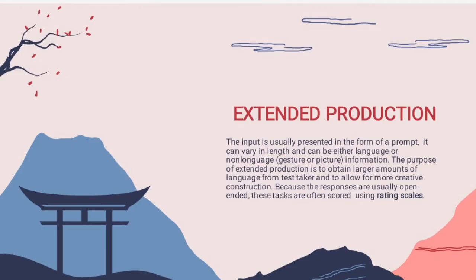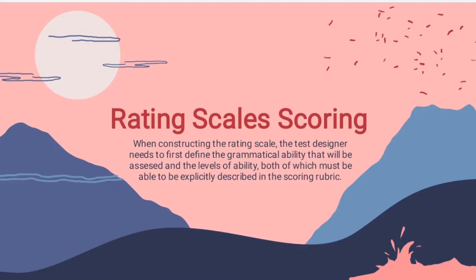Next is extended production. The input is usually presented in the form of a prompt. It can vary in length and can be either language or non-language, whether gesture or picture information. The purpose of extended production is to obtain larger amounts of language from the test taker and to allow for more creative construction, because the responses are usually open-ended. These tasks are often scored using rating scales.